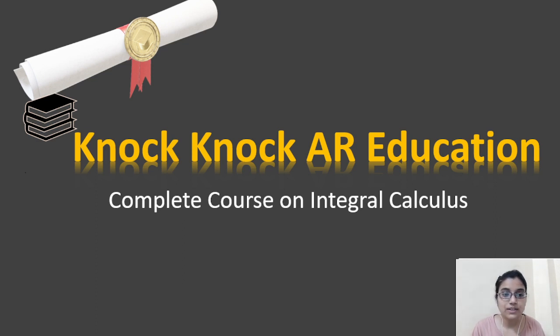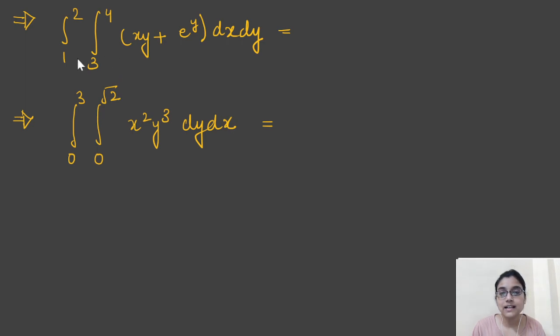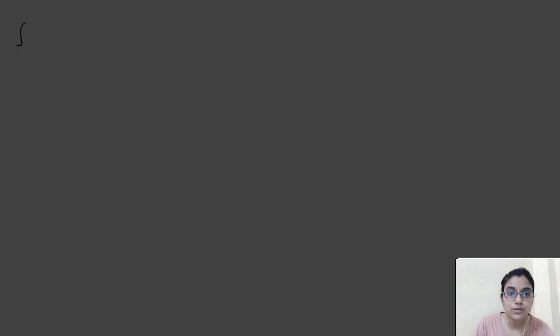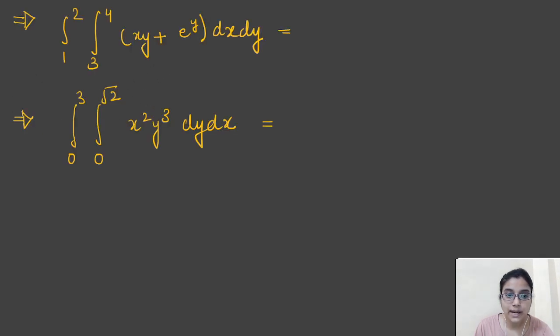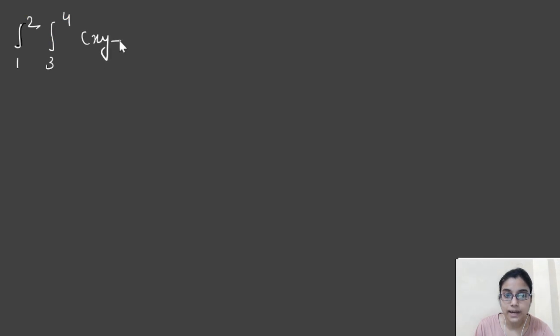Okay. So the first question that I gave you yesterday was this. Two integrals which were based on the points where the limits of both the variables are given in terms of real numbers. I'll discuss both the questions one by one. The first question was: from 1 to 2 for x, then 3 to 4 as the limit of y, and then we have xy plus e raised to the power y, dx dy.